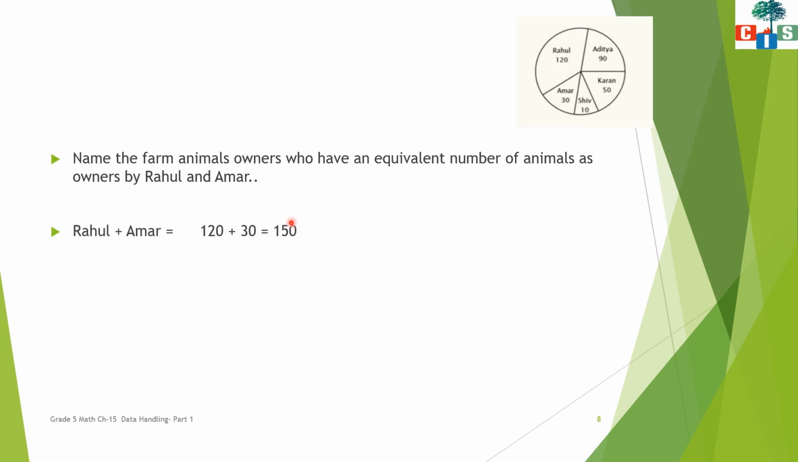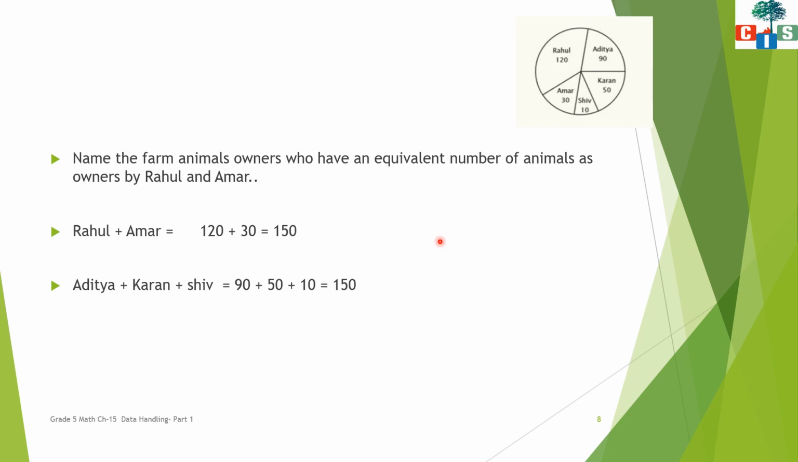Now let's see who has the same number of animals as Rahul and Amar. Here we have Aditya, Karan and Shiv. We will add all the farm animals that Aditya, Karan and Shiv have. Aditya plus Karan plus Shiv is 90 plus 50 plus 10. 90 plus 50 is 140 and 140 plus 10 is 150. So we have got 150 and 150, the same. It means Aditya, Karan and Shiv have the same number of animals as Rahul and Amar. So your final answer is Aditya, Karan and Shiv have the same number of animals as Rahul and Amar.